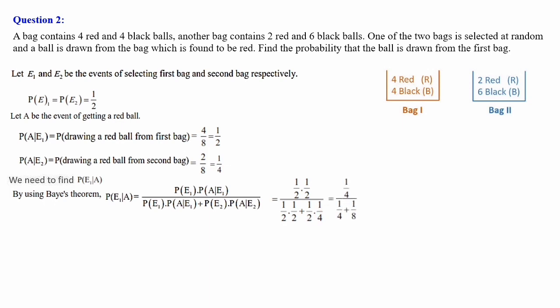A little bit of calculation: 1 into 1 is 1, 2 into 2 is 4. So 1 by 4. Here also 1 by 4 plus 1 by 8. That is equal to 1 by 4 divided by, if you take LCM, here 2 will be coming, 2 plus 1, 3. So 3 by 8. Here 4 and 8 we can cancel 2 times. The denominator will come to the numerator. So 2 divided by 3 is the required probability.